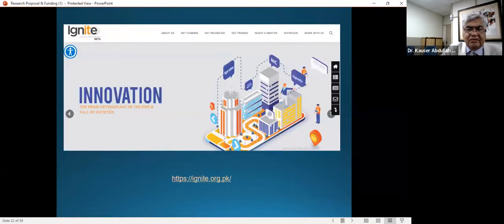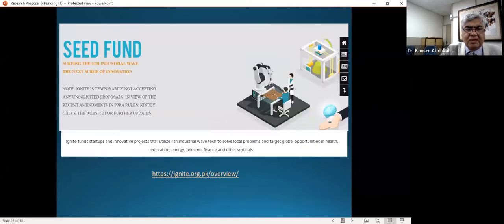This is another very attractive one, similar to NSLP. It is Ignite. It is managed by the ICT, the Information Technology Division or department, and it gives you seed money for developing any of the IT-related projects. Ignite funds startups and innovative projects that utilize the fourth industrial wave of technology to solve local problems and target global opportunities.